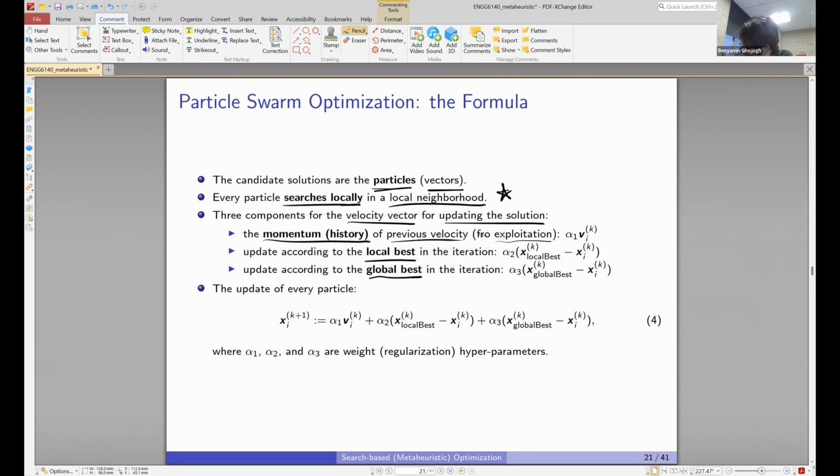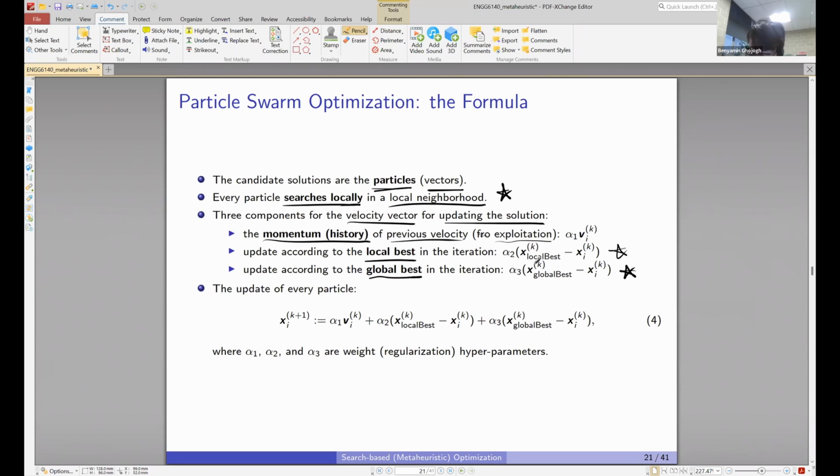We can have two variants of each of these. In the first variant, global best refers to the best solution found so far, from iteration 1 until now. Whatever we have found, the best of best solutions so far is the global best. In this variant, at the end of the algorithm, we return the global best, right?